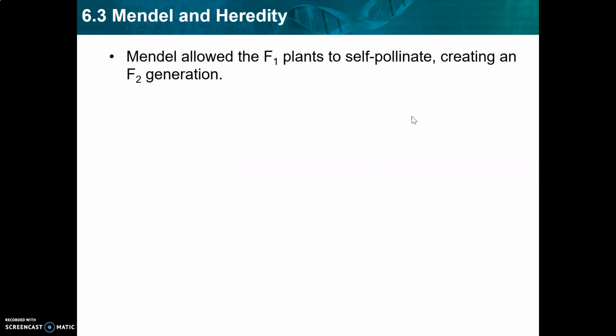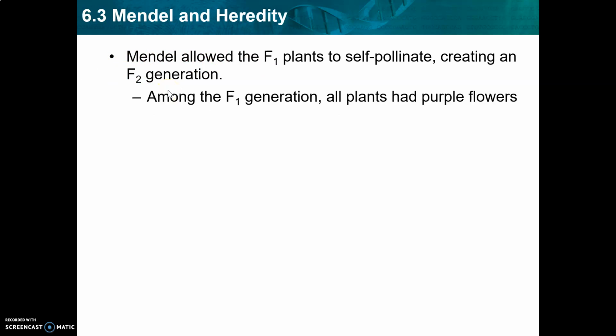Now, he allowed those F1 plants to self-pollinate. So that means all of the plants produced from that original cross, he allowed them to pollinate themselves. And then their children, or the grandchildren of the original two plants, is called the F2 generation.